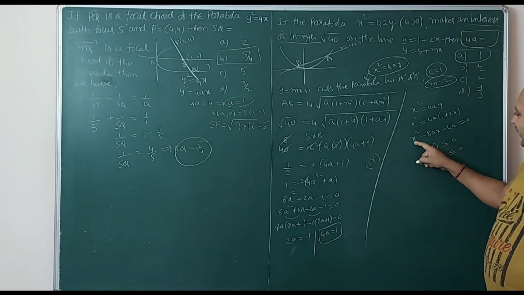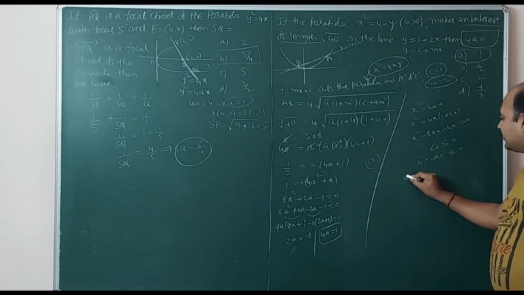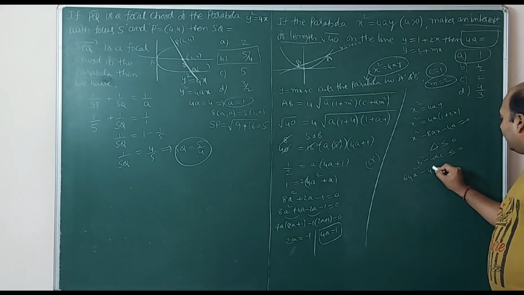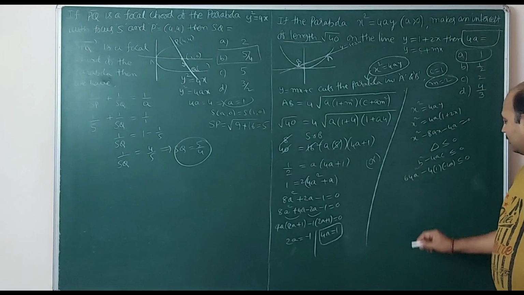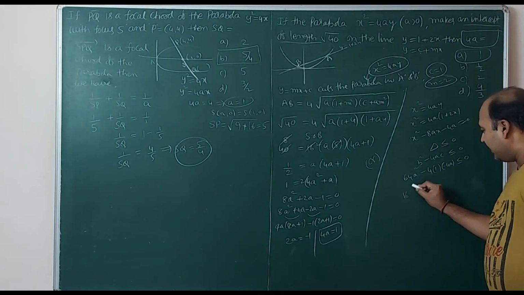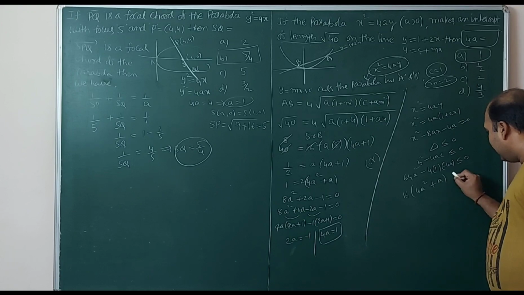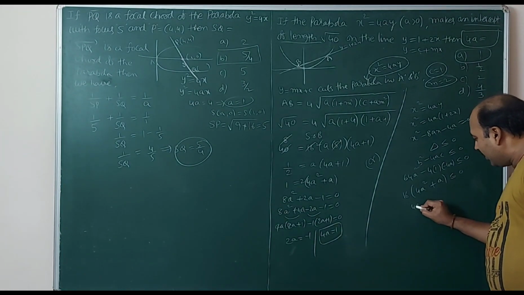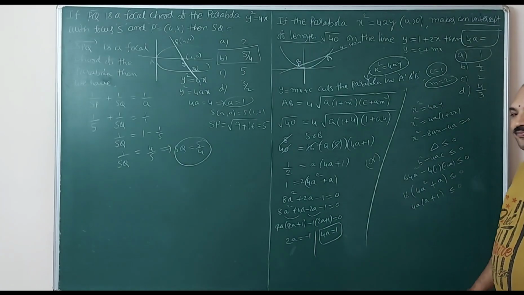Compared with ax² + bx + c, the b value is what? −8a. (8a)² is 64a², minus 4 into the a value 1, the c value −4a. So 16a will come, take 16 out common: 4a² + a is less than or equal to 0. So 16 you can take this side, 4a(a + 1) is less than or equal to 0.